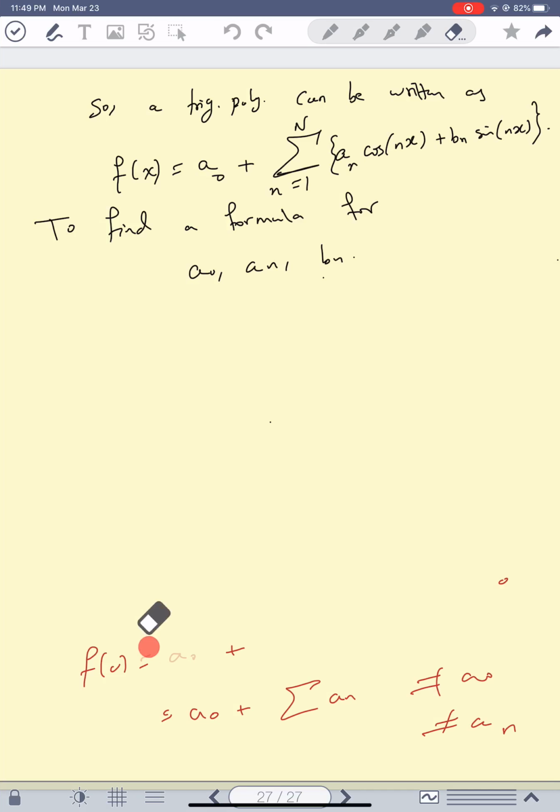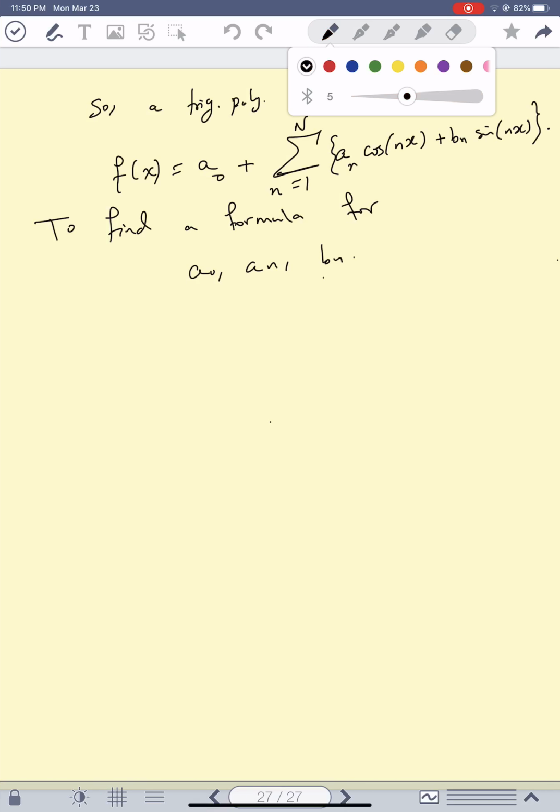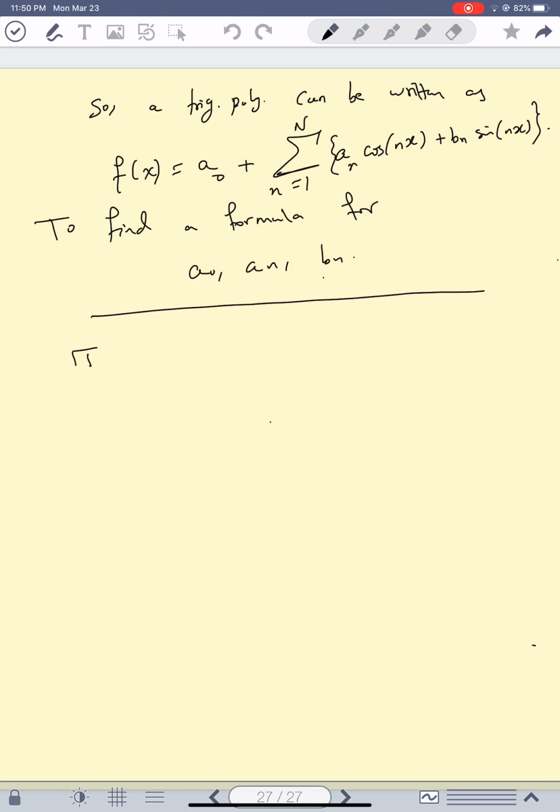So what I want is one formula for a naught, a formula for a1, a formula for a2, and so on. Let's see how we do this. I'm doing this in steps. The first thing, let's integrate from minus pi to pi f of x dx. You will get the idea, I'm sure.